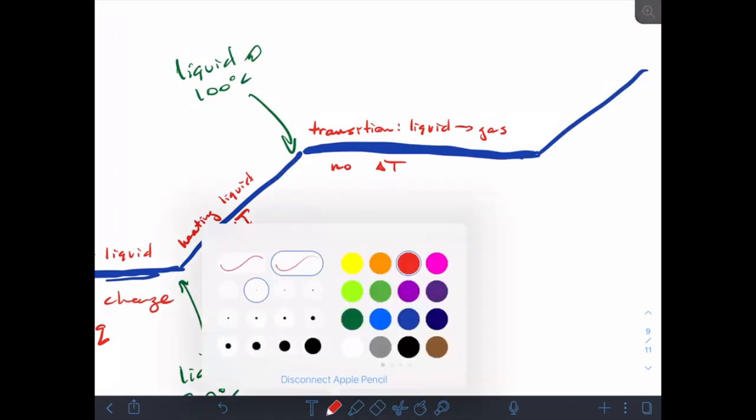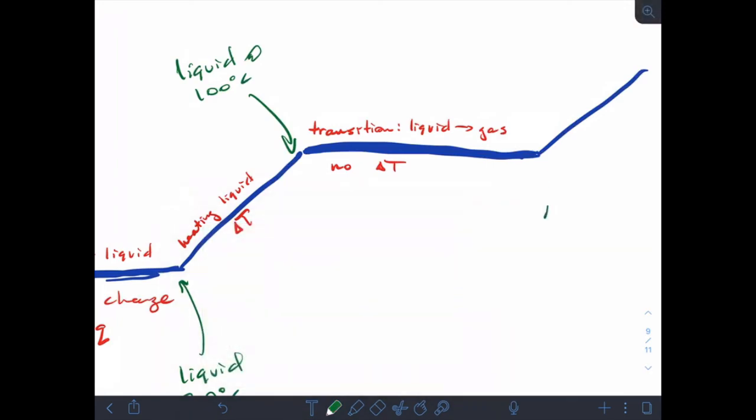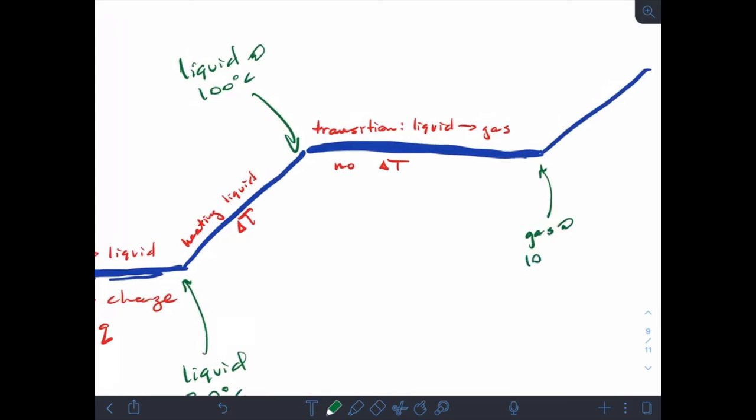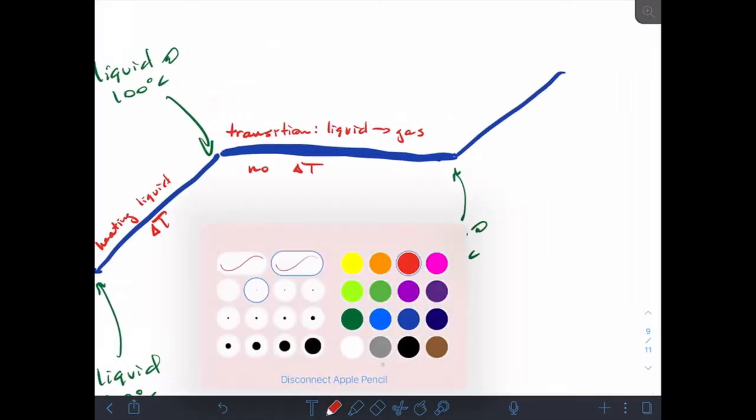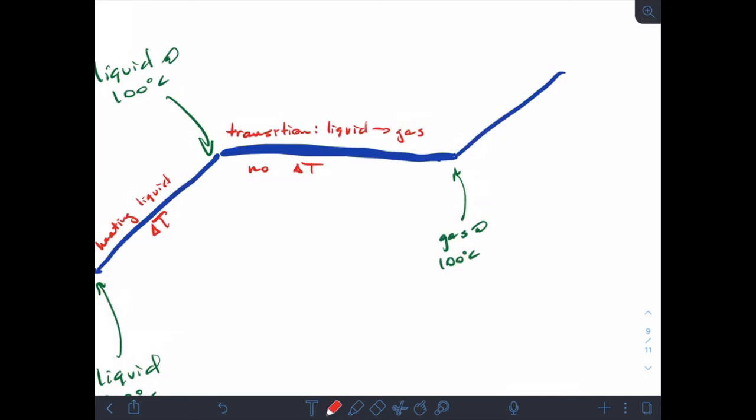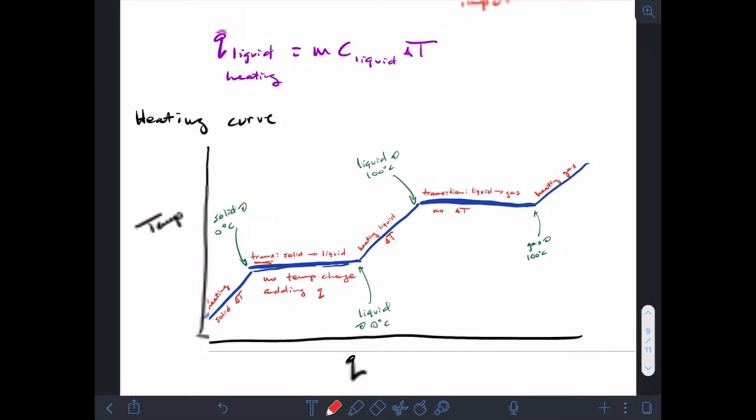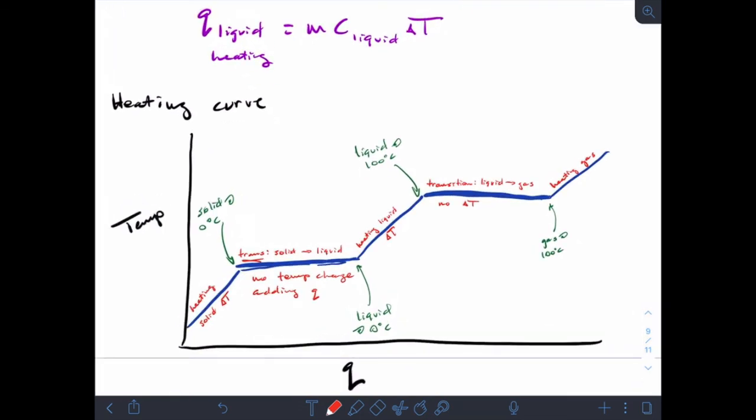Okay. And then once we get to the end of that line, now I have a gas at 100 degrees C. And then once I'm there, I can continue to heat. I can heat up that gas even further. Okay. So the heating curve is a really sort of fascinating depiction of phase changes. Okay.